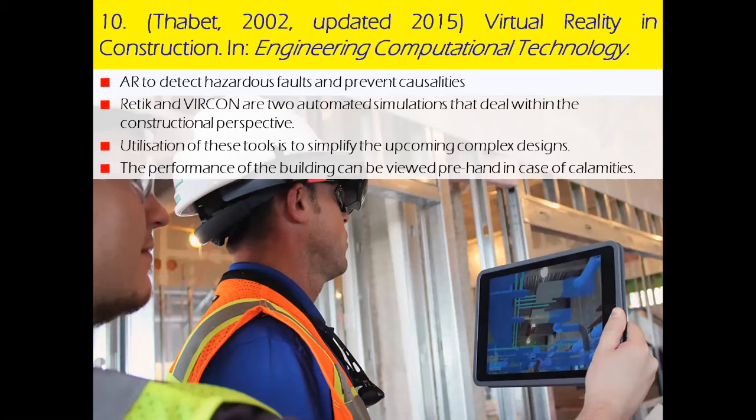AR can be used to detect hazardous faults and prevent casualties. Retic and Vicon are two automated simulations that deal with the constructional perspective. Utilization of these tools is to simplify the upcoming complex designs, and the performance of the building can be viewed beforehand in case of calamities. So it can also be used to check the performance of the buildings in case of natural disasters or calamities, and to ensure safe passage.